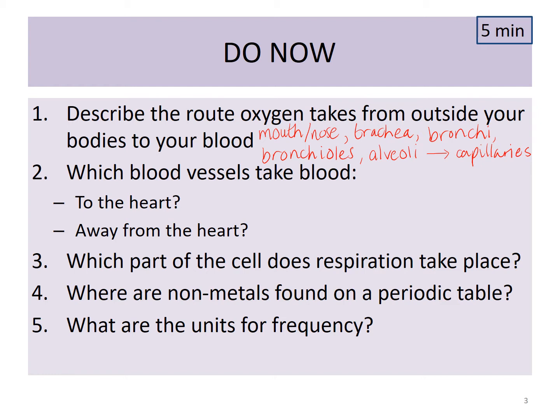Question number 2. Which blood vessels take blood to the heart and away from the heart? I don't know if you remember my tip for remembering from last week. We say the veins are the way into the heart, and the arteries take it away. Arteries away, veins way in. So arteries take blood away from the heart.